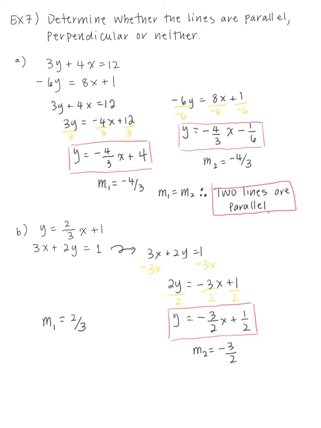Now, if you don't want to think in terms of a negative reciprocal of each other, then you can always check m1 times m2. So let's go. m1 times m2 is 2/3 times -3/2. So 3 goes into 3 one time, 2 goes into 2 one time. So our answer is just going to be -1. All right. So therefore, the two lines are perpendicular.